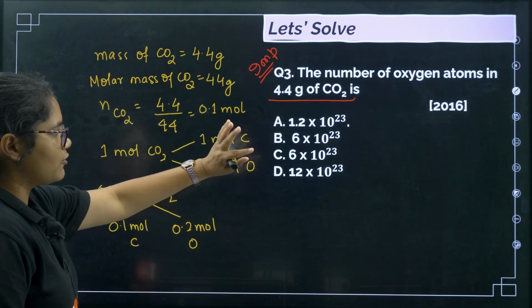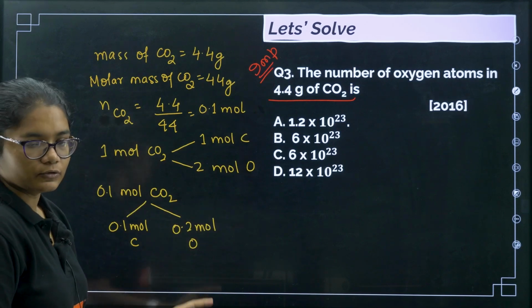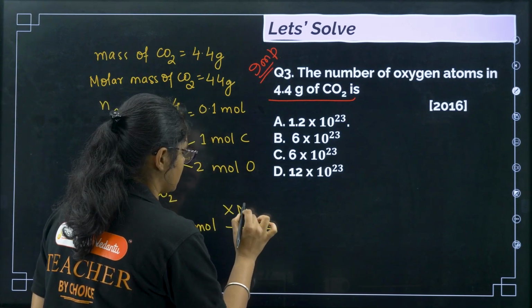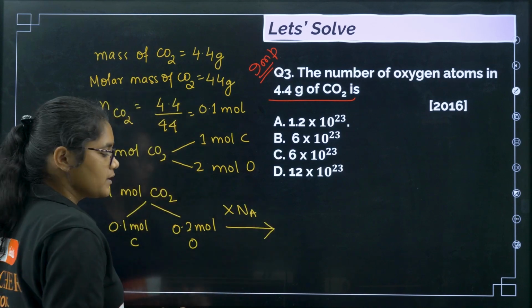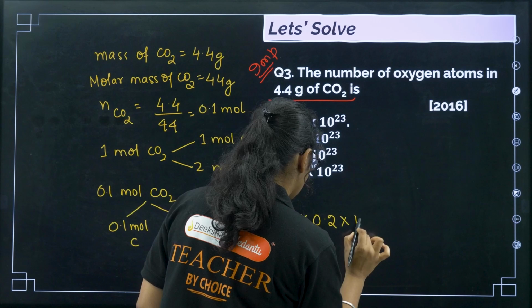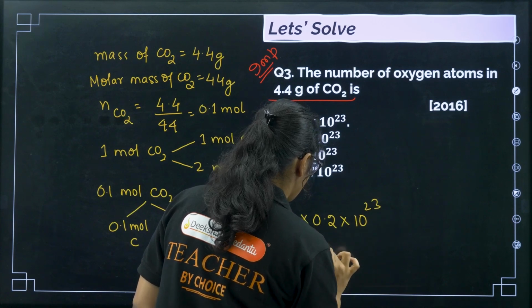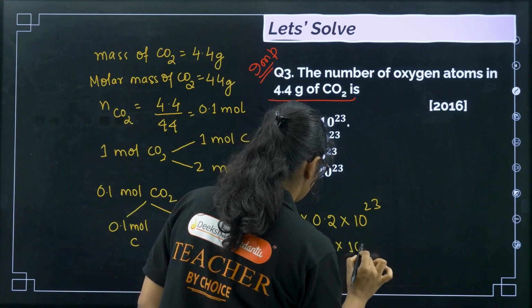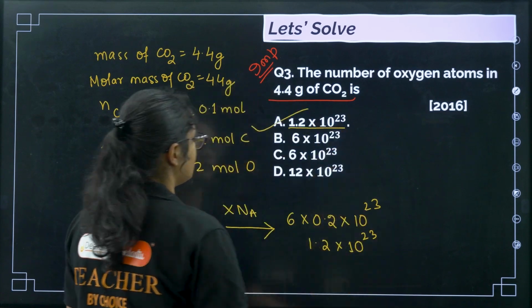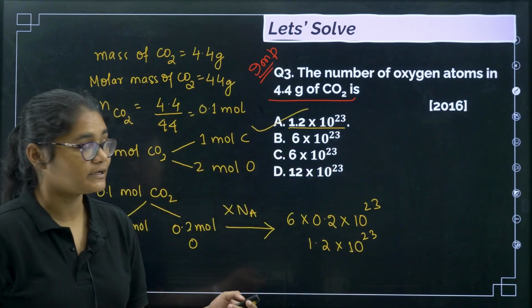So how many moles of oxygen I got? 0.2 moles. Now to calculate it into number of atoms, what I need to do? I need to multiply it with Avogadro number. So 6 into 0.2 into 10 to the power of 23. So 1.2 into 10 to the power of 23. Okay. So that is option number A here. Very simple question.